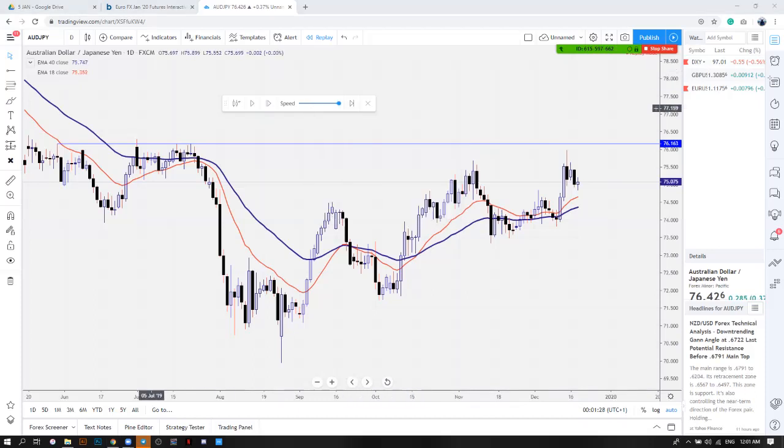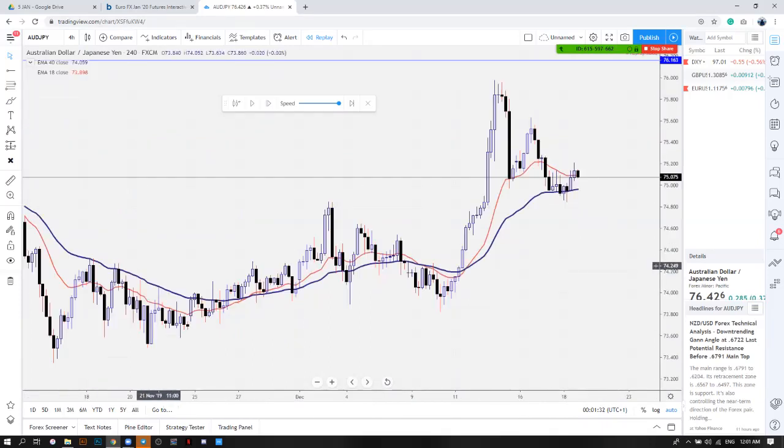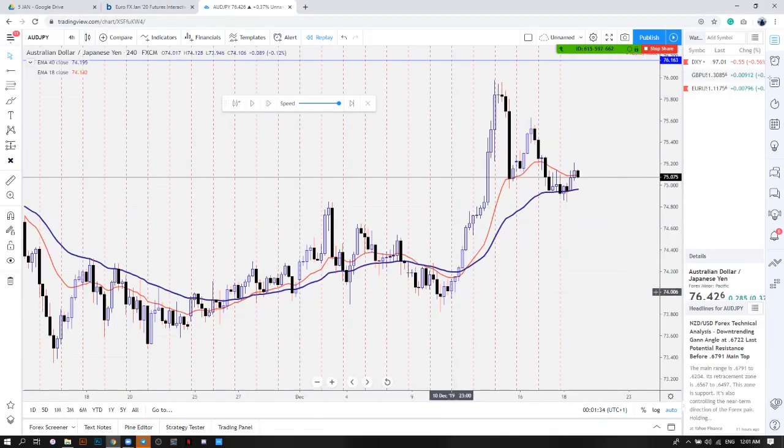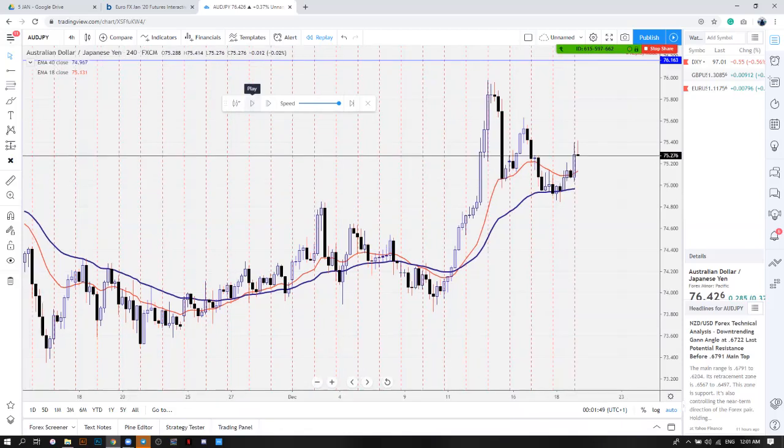Exactly. So now, using all this knowledge, we're going to take that into AUD JPY this week. The week started around the 23rd. So we need to play this forward. And let's see. Okay.